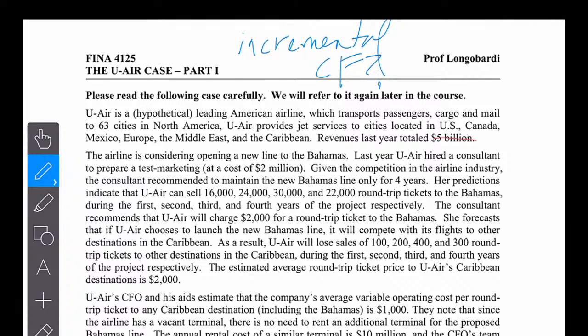Next. The airline is considering opening a new line to the Bahamas. Last year, UAir hired a consultant to prepare a test marketing at a cost of $2 million. Again, last year. Is this an incremental cash flow?